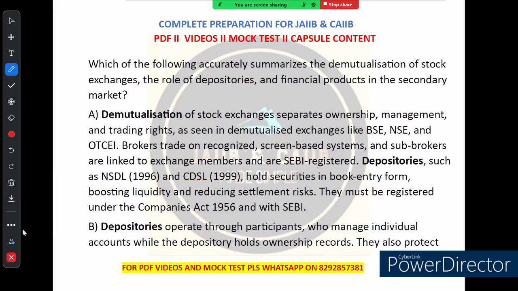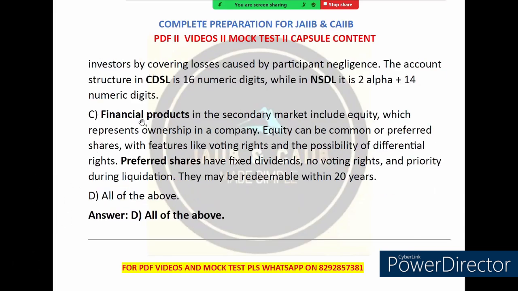So depository, I have told you it is correct. Now financial product in the secondary market, investor can buy and sell equity share. Already we have discussed. Common share carry voting right and risk, while preferred share offer fixed dividend but no voting right. In the preferred share you have fixed dividend but no voting right. Other instrument include bonds and debenture. Right. So all of the above are correct here.